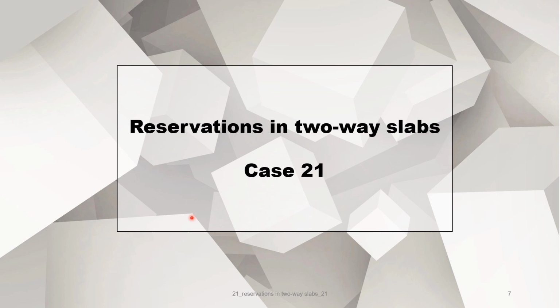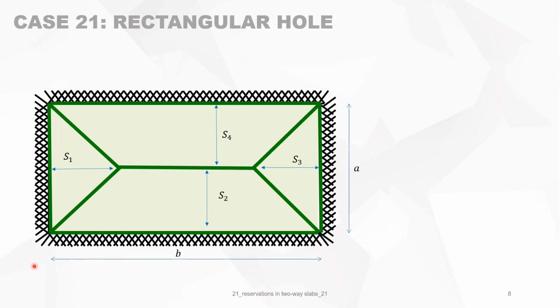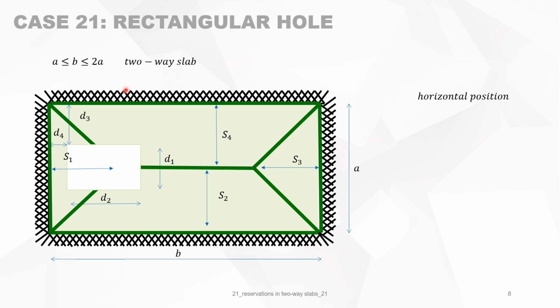Now let's look at case 21. We have the geometric characteristics. We make, for case 21, a rectangular reservation in the slab with certain conditions. The slab is situated in the corner D3, D4, and the size of the reservation is D1 and D2. It's a two-way slab, so it means B must be between A and 2A.